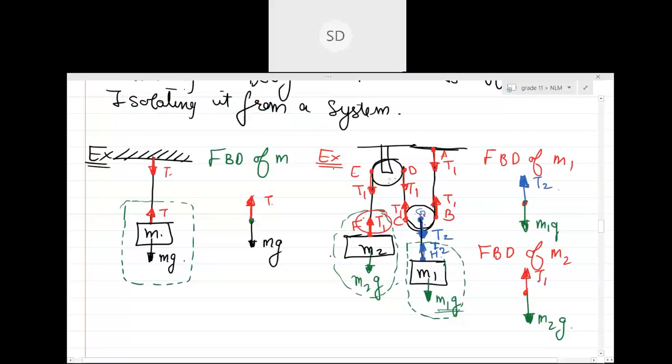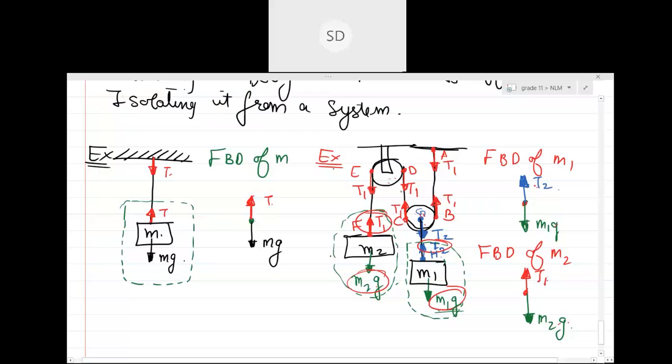Can you see? This T1 is drawn over here. This M2G is drawn over here. Similarly, this M1G is drawn over here, and this T2 is drawn over here. So can you see, guys? I have drawn all the forces which were acting on these particular blocks. Any doubt? Achha, can you draw the free body diagram of this pulley?